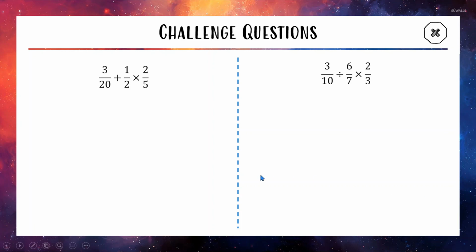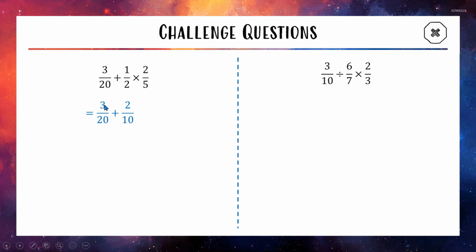Okay, for the first one on the left-hand side, the trick to this question is that you've got to be aware of your order of operations. So we're not going to add these two fractions first because we've got to do the multiplication before we do the addition. So first thing we need to do is 1/2 times 2/5. The way we do that is 1 times 2 is 2, over 2 times 5 is 10. So the second two fractions work out to be 2 out of 10.